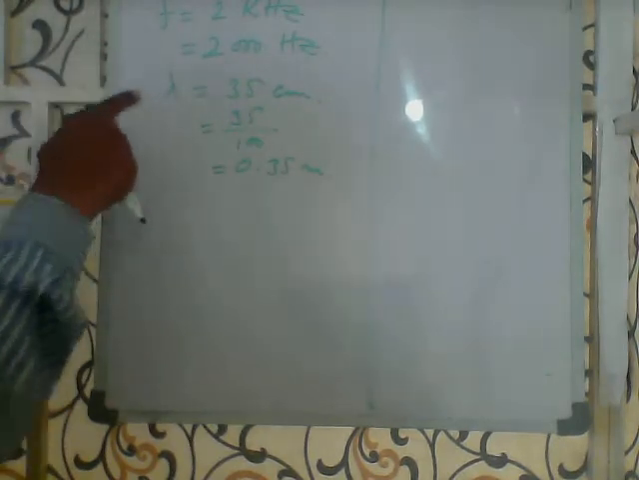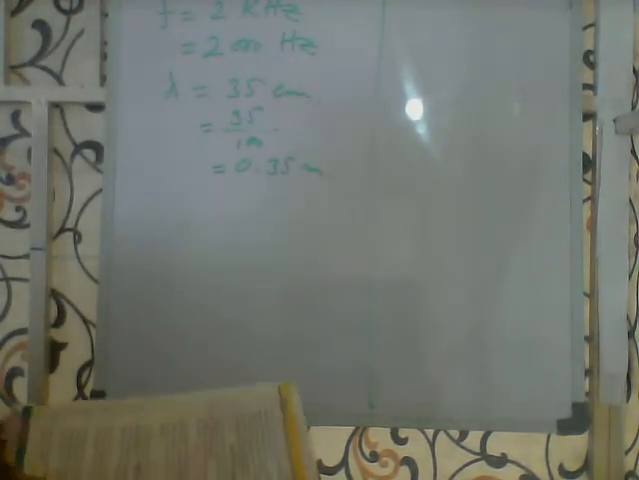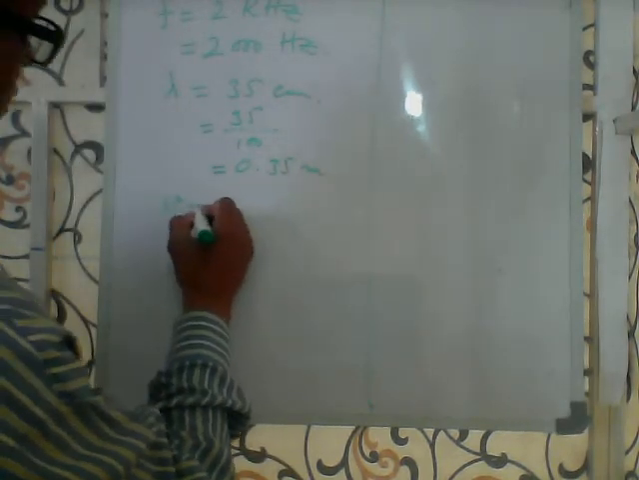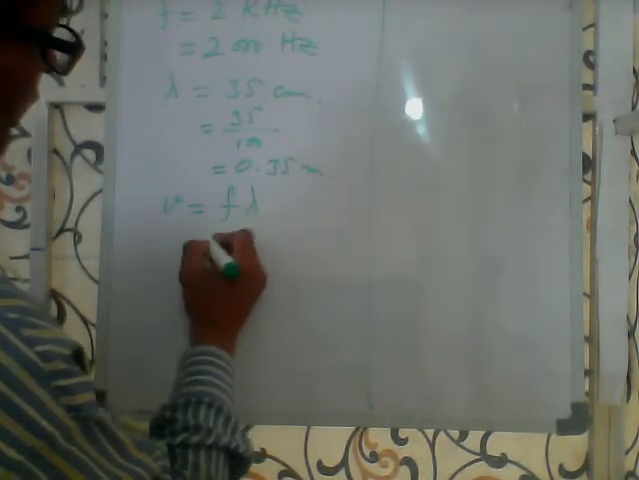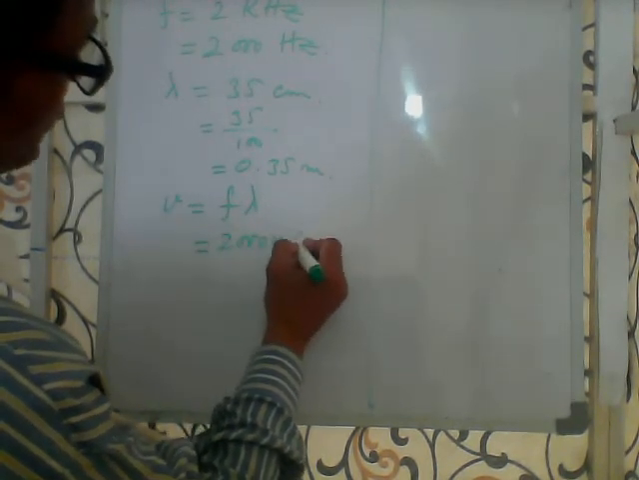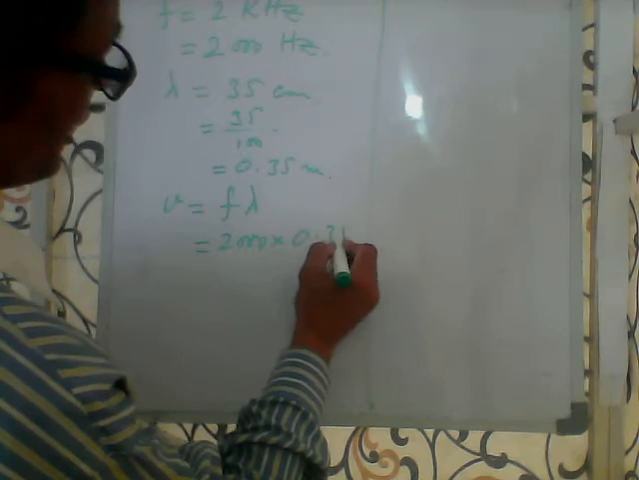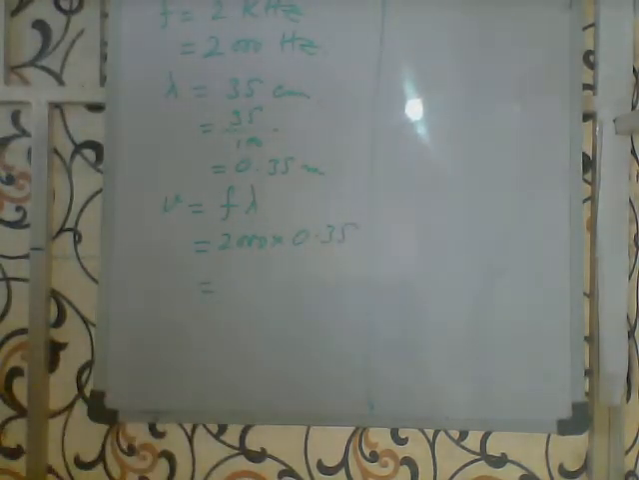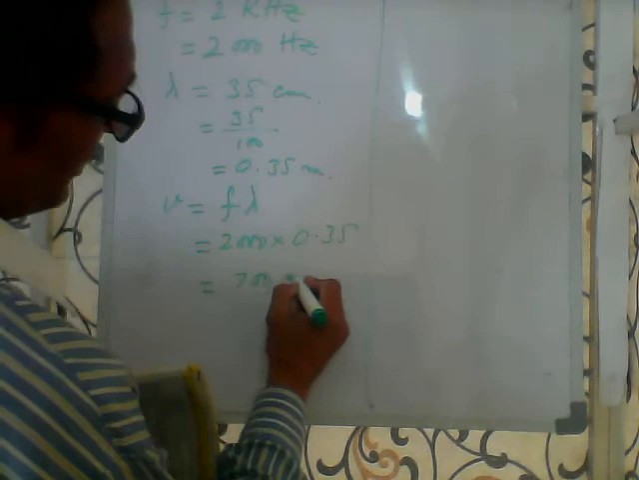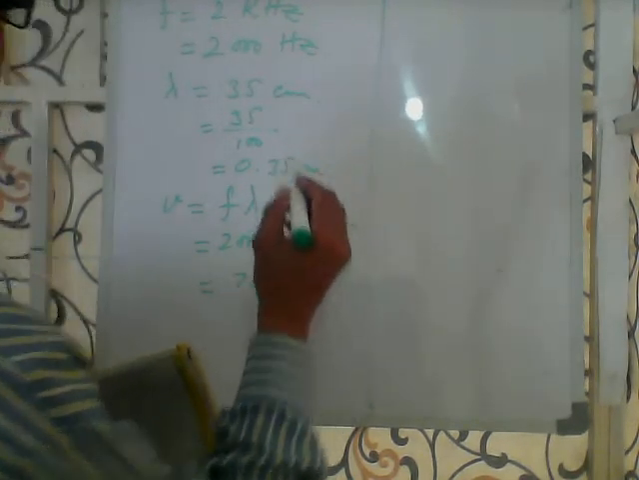Whenever frequency and lambda are given, whether it is asked or not, you just calculate v is equal to f lambda. So frequency is 2000 into wavelength 0.35 meter. You calculate it, and the velocity comes to 700 meter per second.